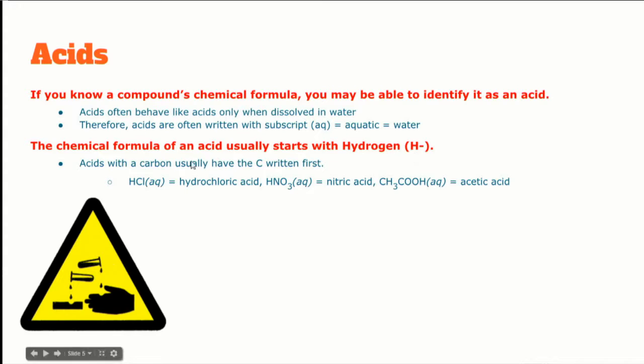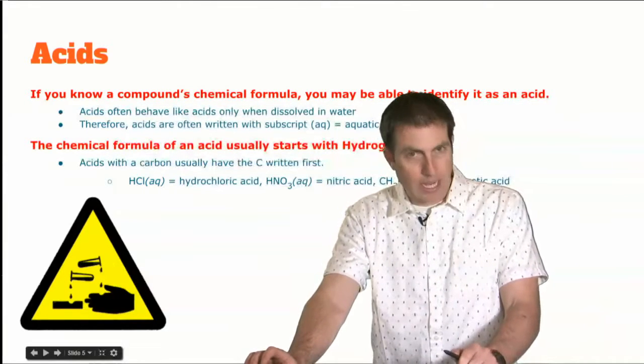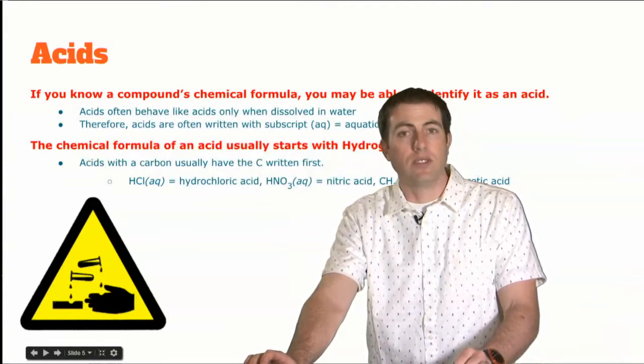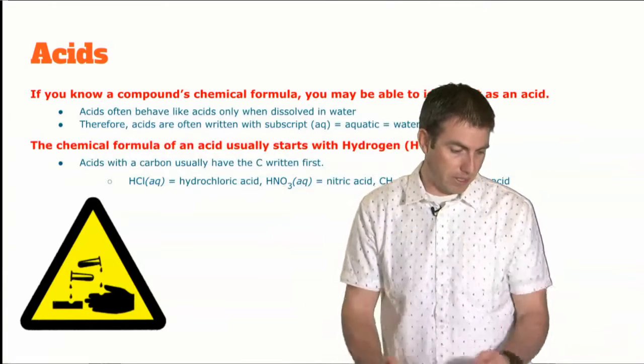And if you have an acid with carbon in it, we usually write the C first. That's the only exception. So you just have to know that CH3COOH is acetic acid. And it turns out that the acid I used in my experiment here was acetic acid. You guys have used acetic acid before, and you're thinking, Mr. Borden, you've lost it. I'm going to grab my acetic acid here.